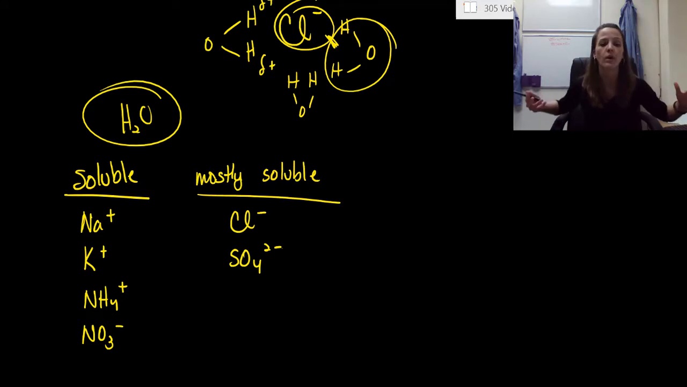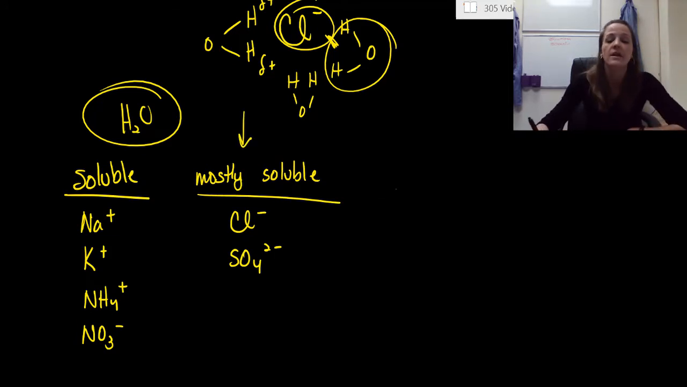And so these 2 species are mostly soluble. So for our course, if you ever see any of these 6 anions or cations, you should just automatically assume they're going to dissolve in water. Just for our course, they're going to dissolve. These 2, there are some exceptions, obviously, but we're just going to, for our course, say chloride and sulfate always go in water. Now, the last one is going to be our insoluble chart.